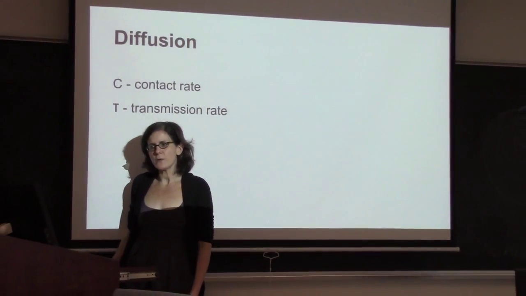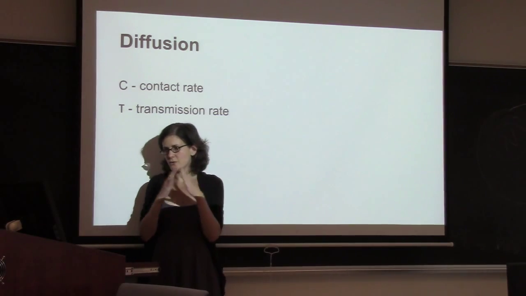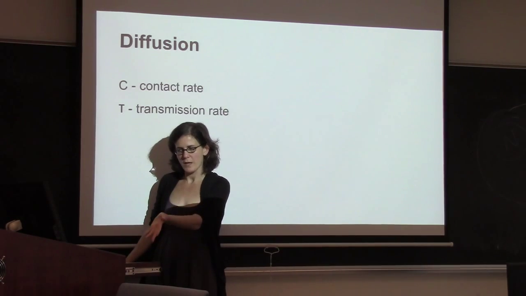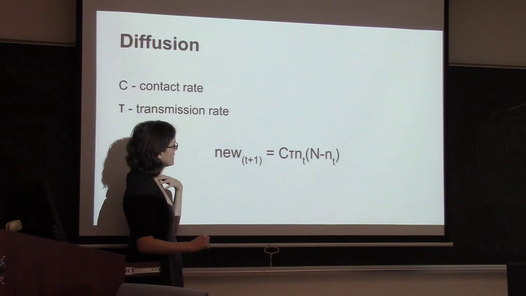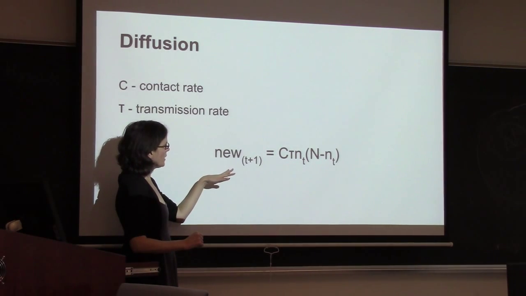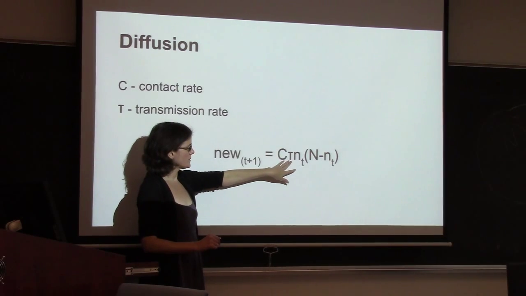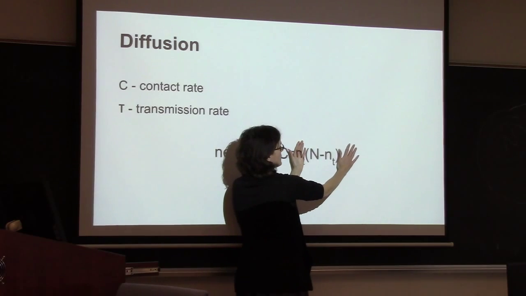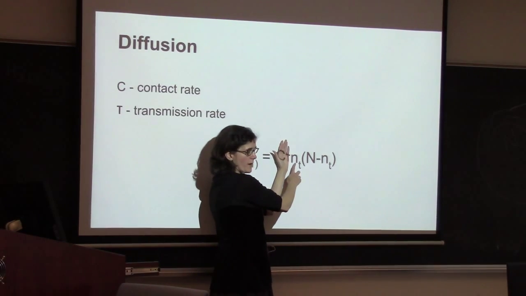Instead of having a broadcast rate, we have a rate of how often people in the population meet each other, and when they do, how often they actually transmit the behavior or whatever it is they're transmitting. In this case, the new adopters are a function of the contact and transmission rate. But we're not just multiplying by the non-adopters. We're multiplying the non-adopters by the adopters.